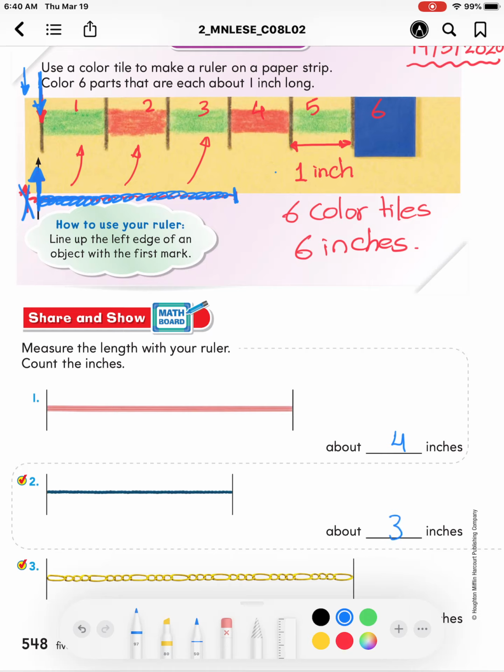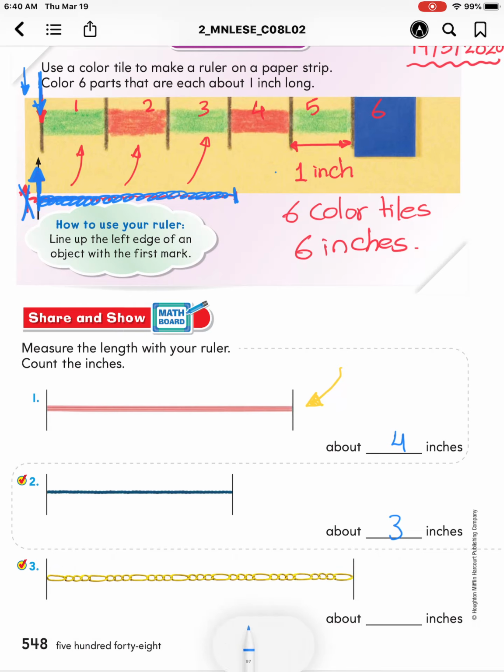Now, I need to ask you a question. Which object is longer? Which one is longer? Excellent, this one with the 4 inches. Now, we use longer when we are comparing two objects. So, let's see the third object. When I measured it, it was about 5 inches.